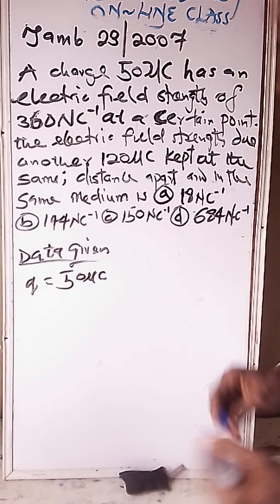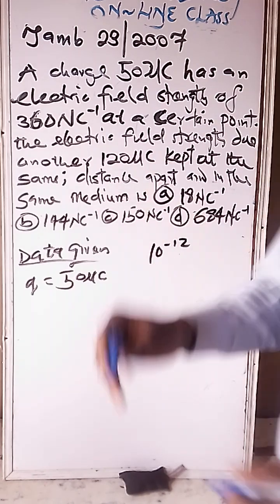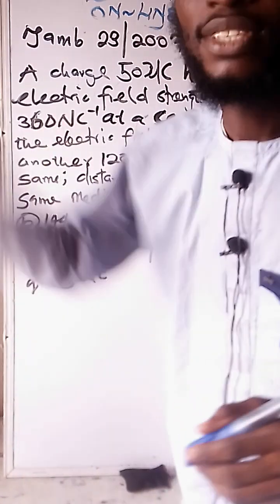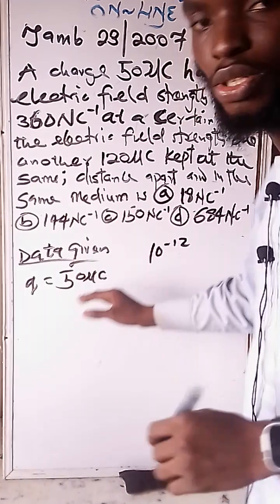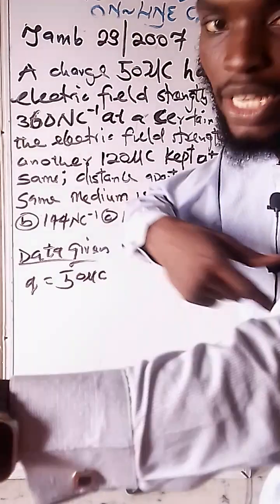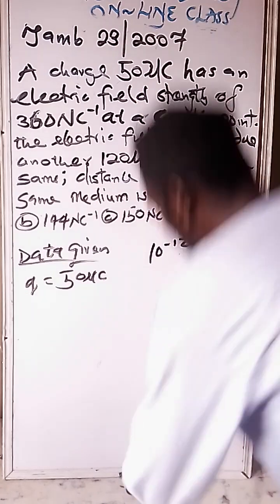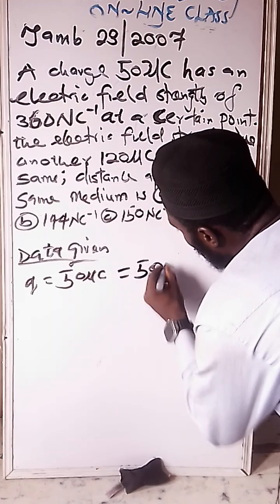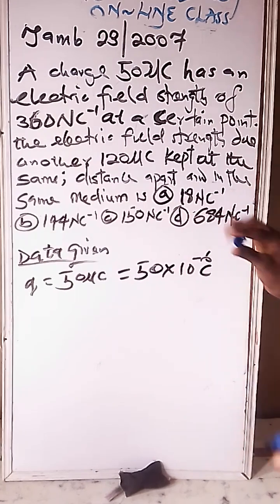If it is pico, it is 10 raised to power minus 12. Nano, 10 raised to power minus 9. Milli, 10 raised to power minus 3. So these are the sub-units they can use. You have to convert them to the standard unit for electric charge, which is C. So let's quickly do that. This will now be 50 times 10 raised to power minus 6 C. This is the first thing to do.